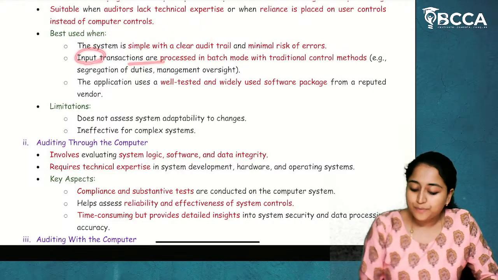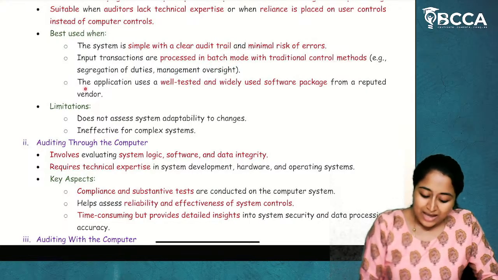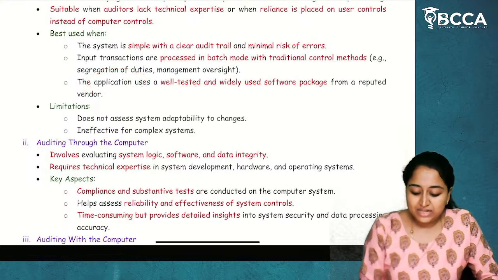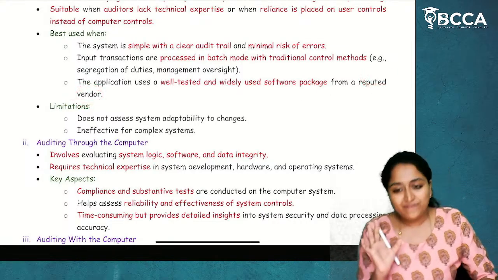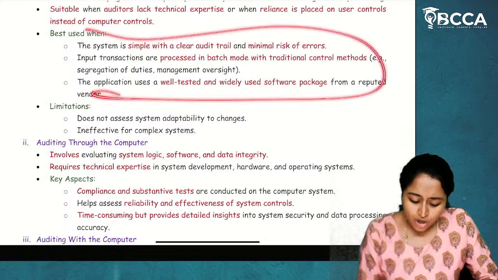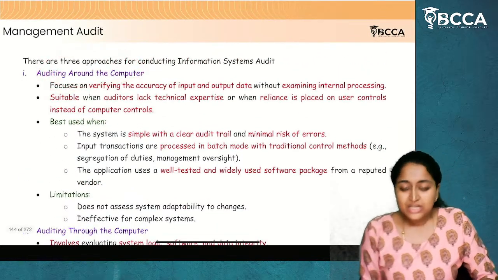It is best used when the system is simple with a clear audit trail and minimal risk of error. Input transactions are processed in batch mode with the traditional control methods, and the application uses a well-tested and widely used software package from a reputed vendor. If the organization is using all this, then we can go for auditing around the computer.